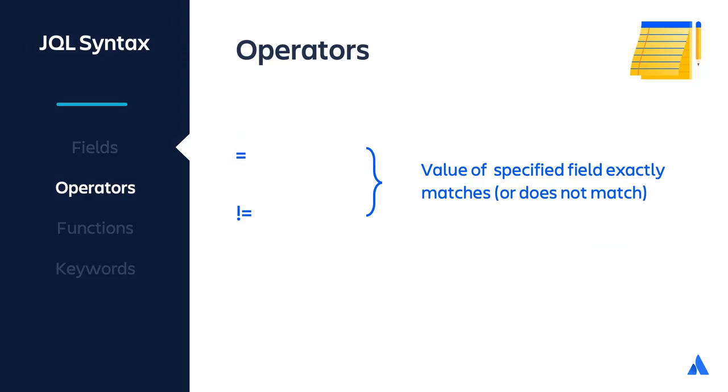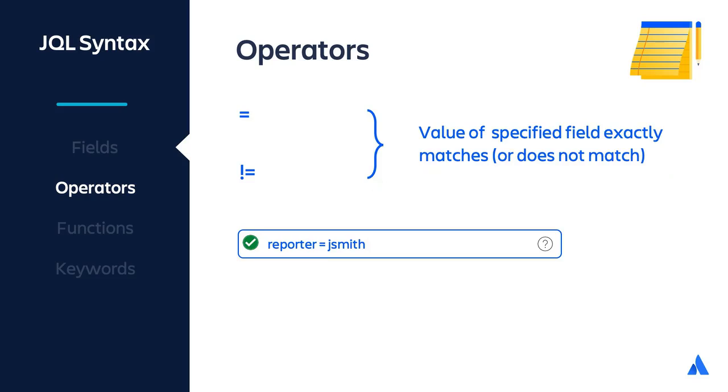The equals operator is used to see if the value of the specified field exactly matches the value provided. You can use the exclamation point with equals to negate the existence of a value match. An example is reporter equals jsmith. This returns all issues where JSmith is in the reporter field. One important thing to keep in mind is that this operator cannot be used with text field types, such as summary or description. That is only possible with the contains operator, which we will cover later.